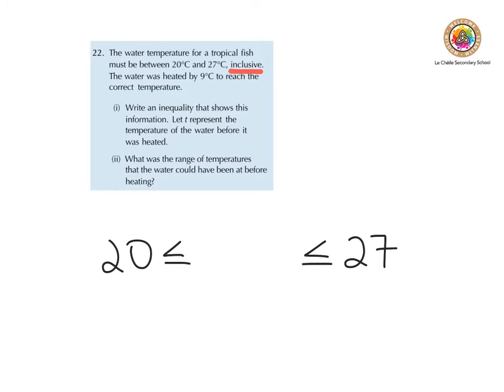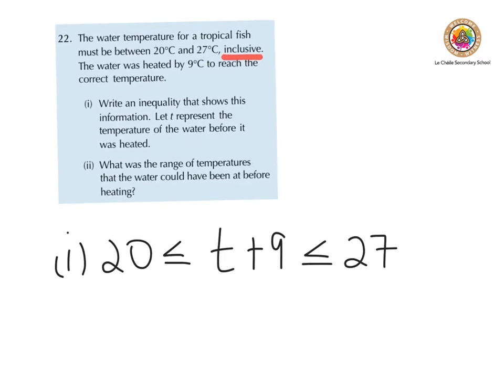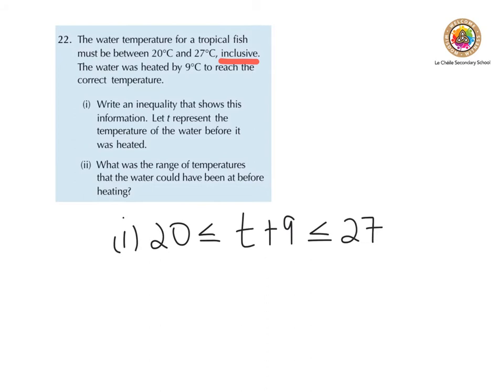Okay, and so in the middle then is the temperature, but I'm also told that the temperature was added to, it was heated by 9 degrees, so the temperature increased plus 9. So that's my inequality for the first part, just based on exactly the information that I was given in the question. So it's just very important to read slowly, and then we write our inequality.